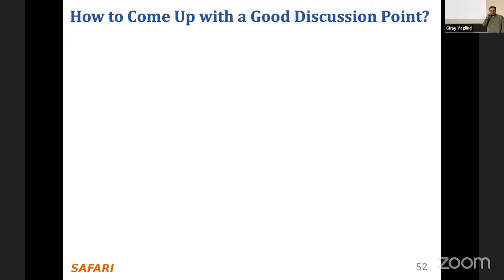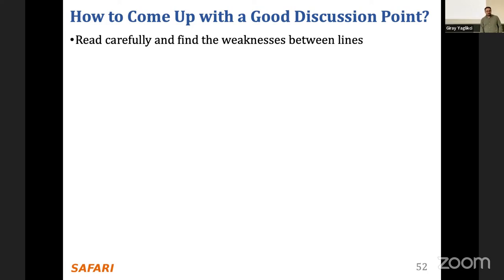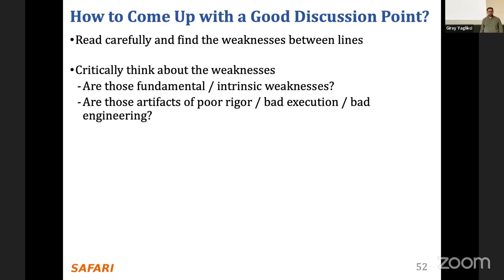I'm not claiming that I can come up with very good discussion points, but I do my best. This is some tips I can give you, what I apply basically. You need to read carefully and find the weaknesses between the lines of the paper. Papers are written in a way that they will hide the weaknesses, right? So you need to go into details, be nitpicky, and then find those weaknesses. And those are usually the starting points for good discussion points.